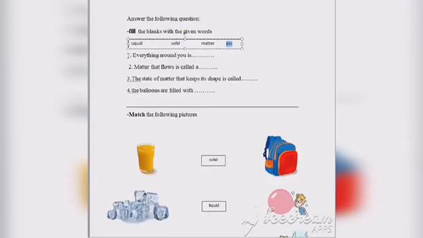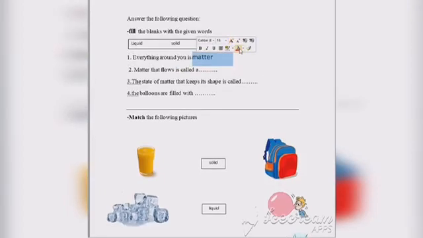Okay. Everything around you is what? Everything around you is matter. That's the correct answer. Everything around you is what? It is matter. Matter that flows, the second one, matter that flows is called a what?